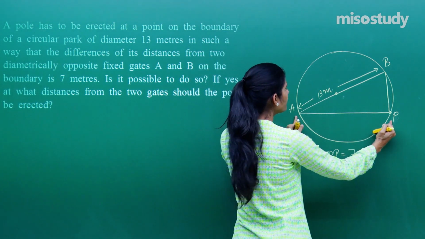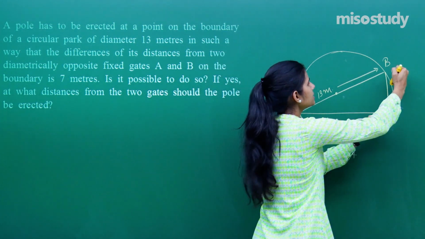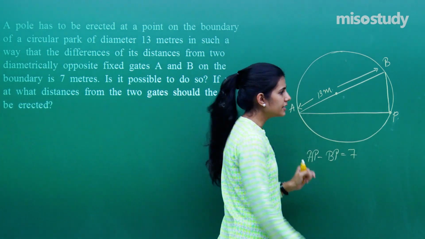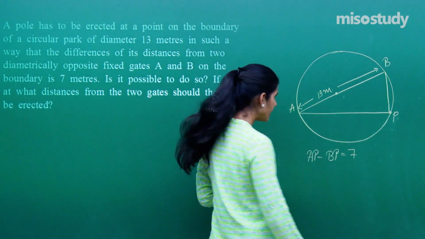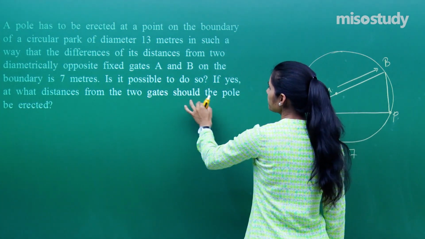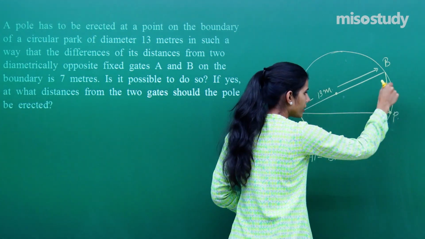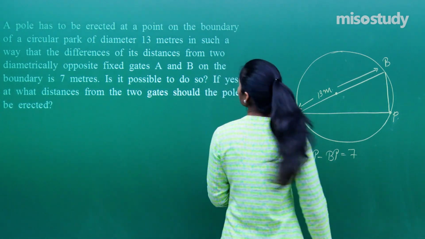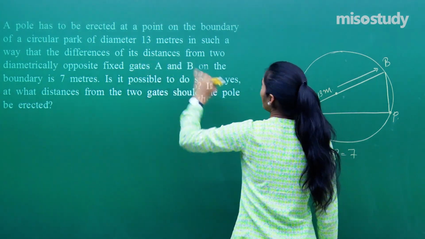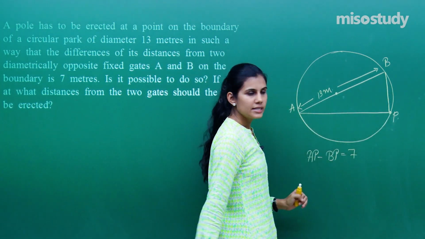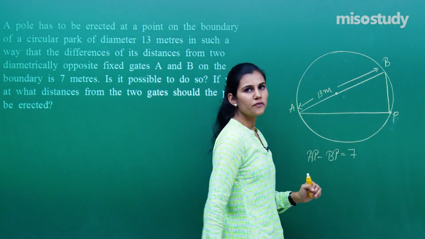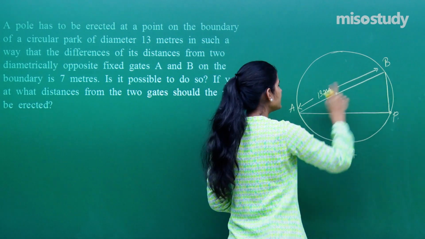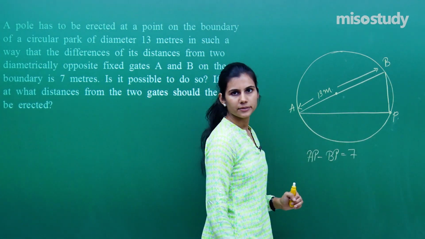This is how much this pole is far from the first gate. This is how much the pole is far from the second gate. The difference in these two distances is 7. Fine. Is it possible to construct or erect such a pole on the very boundary of a circular park such that the difference of the distances of this pole from these two endpoints is 7?